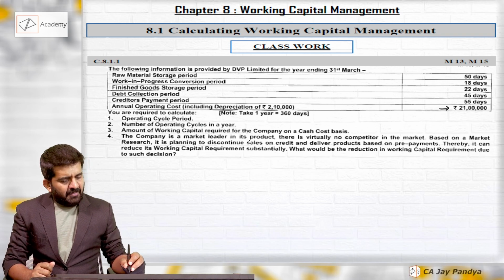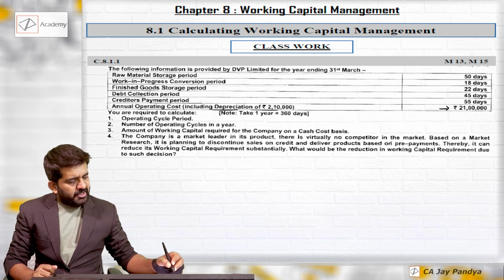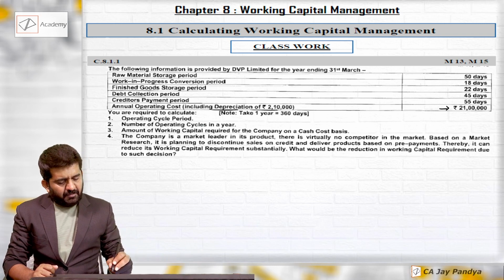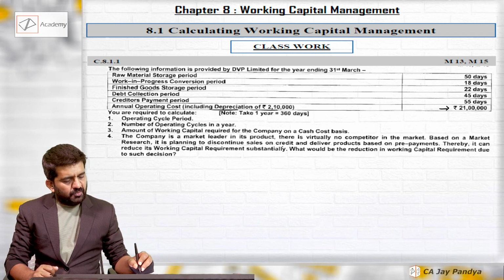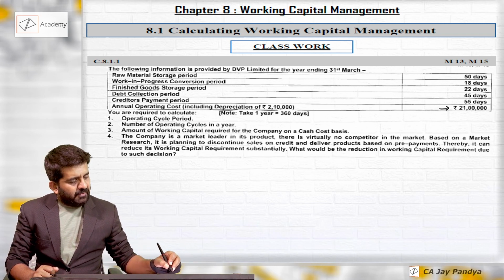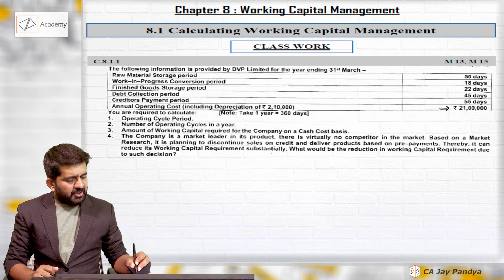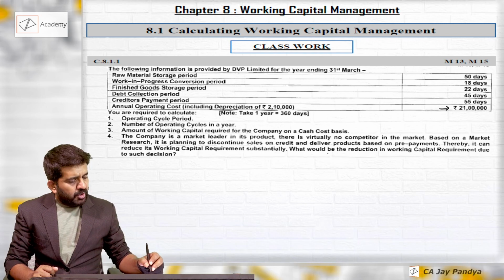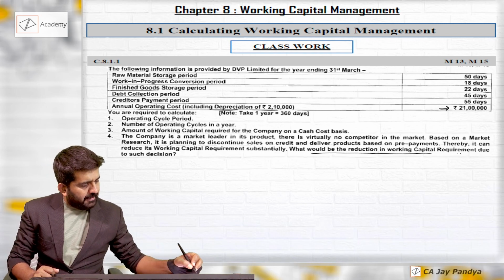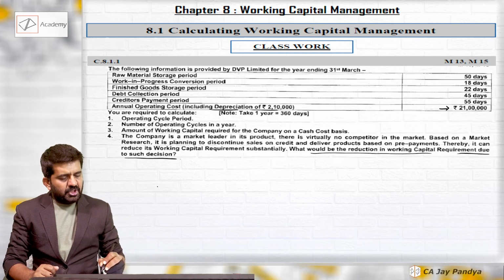The company is a market leader in its product. There is virtually no competitor in the market. Based on the market research, it is planning to discontinue sales on credit and deliver product based on prepayments. Thereby, it can reduce its working capital requirement substantially. What would be the reduction in working capital requirement due to such decisions?